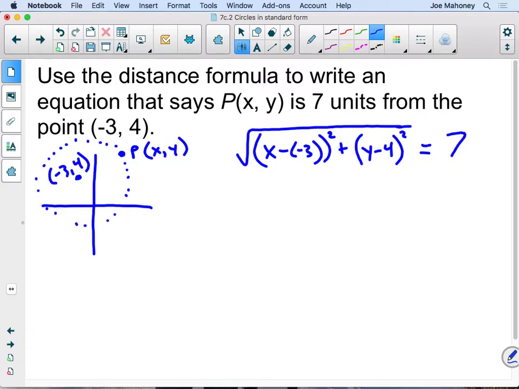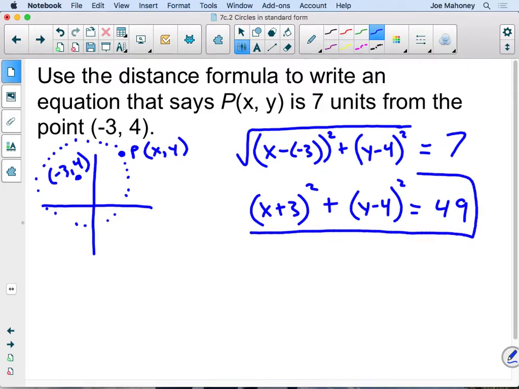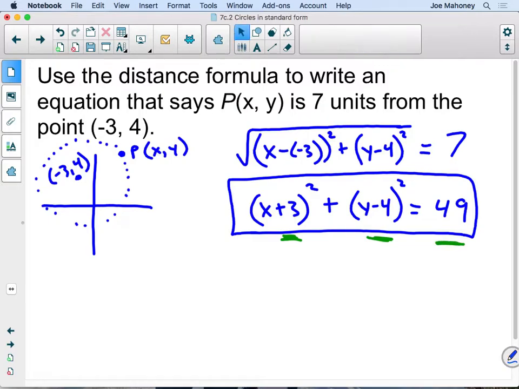So I'm going to clean this up a little bit because I don't like square roots over there. First of all, if I square both sides, I get 49 over here. And like we saw before, x subtract -3 is really x plus 3. And y subtract 4, we'll just leave it as y subtract 4. Guess what, ladies and gentlemen? This is the equation of your circle. Can you tell where the center of the circle is at -3, 4? Can you tell the -3 and the 4 in there? And can you tell that the radius is 7? Can you see that hidden in there? I bet you can.